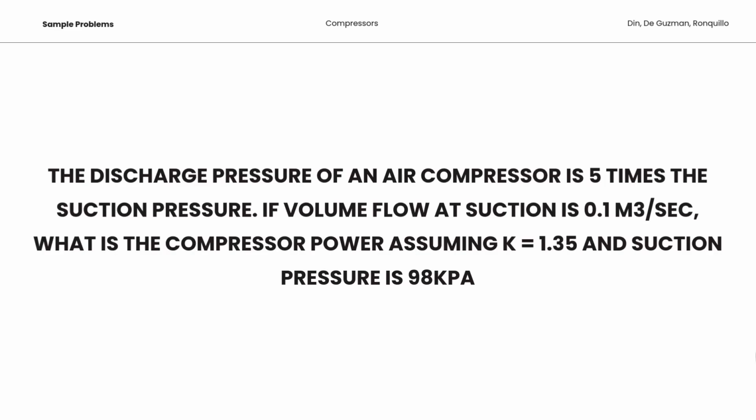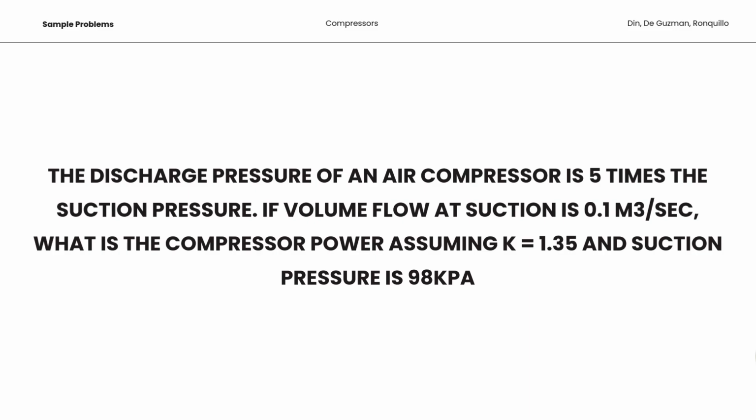So, this time, the discharge pressure of an air compressor is 5 times the suction pressure. If volume flow at suction is 0.1 cubic meter per second, what is compressor power assuming K is equal to 1.35 and suction pressure is 98 kPa?